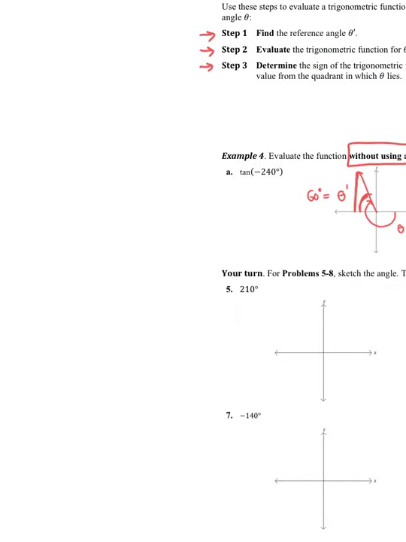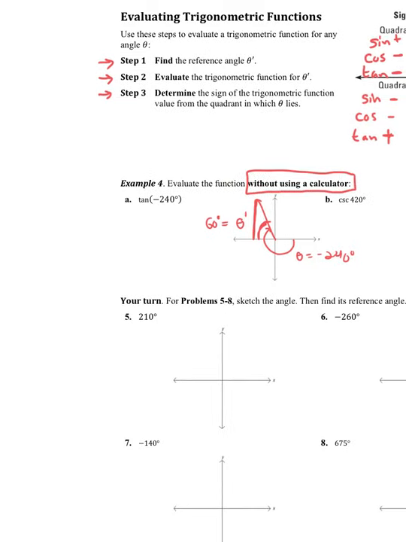Wait, so what number are you subtracting it from? For this one right here? Is it 270? No, it's actually 180. It's 240 minus 180, and I'm going to go 60 degrees past that. So it's always going to be 180 or 360 that we're subtracting from.